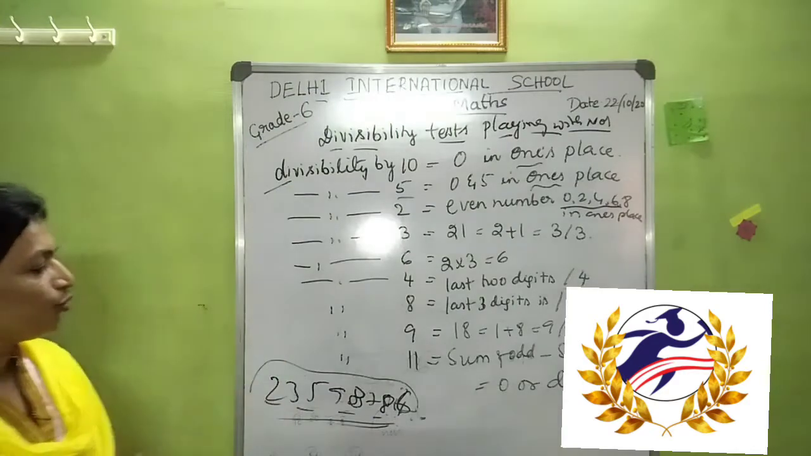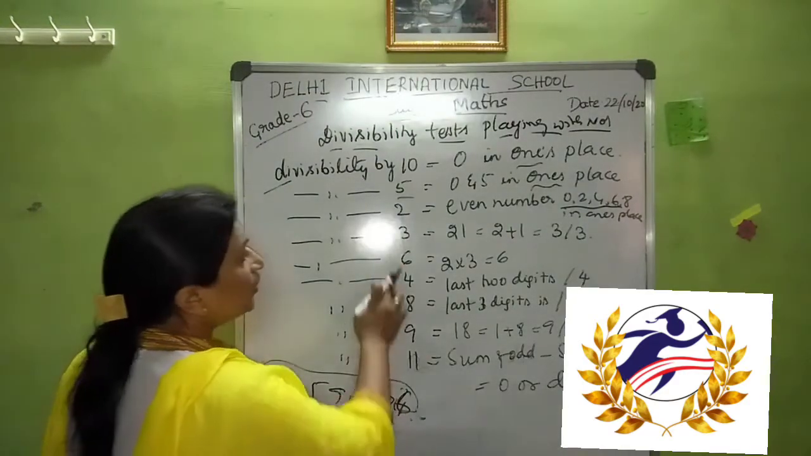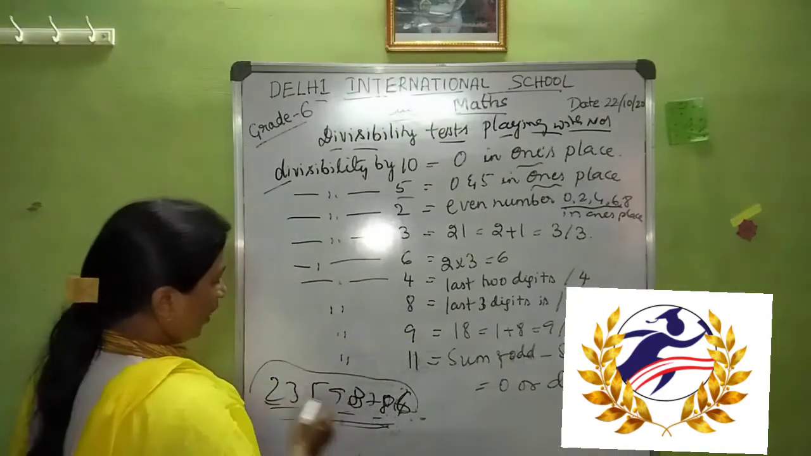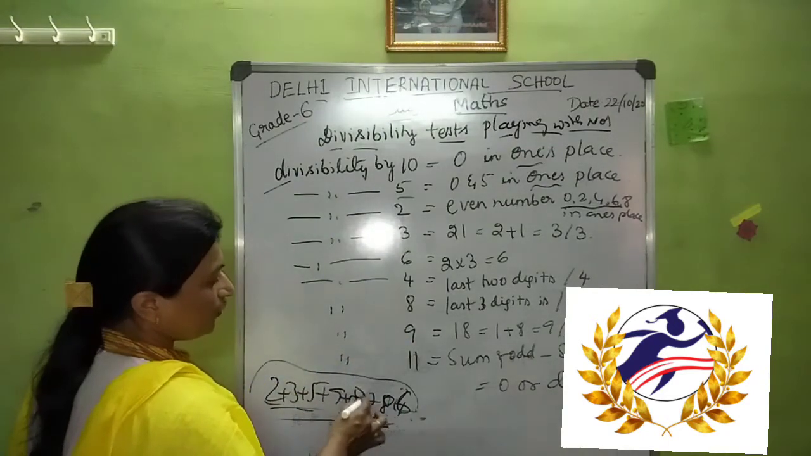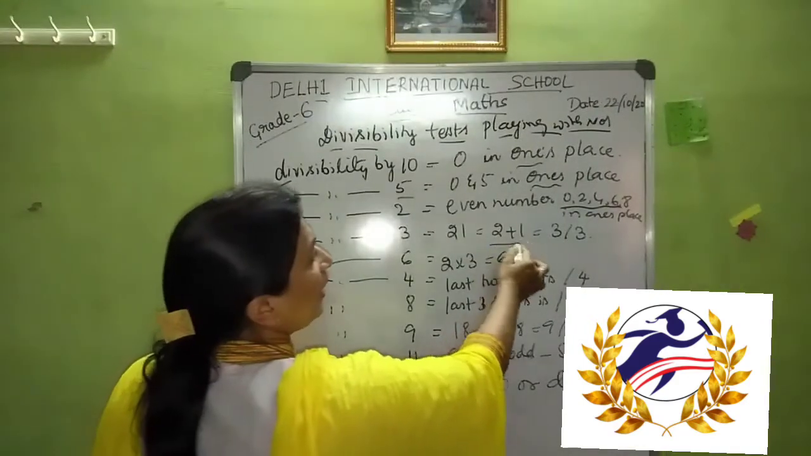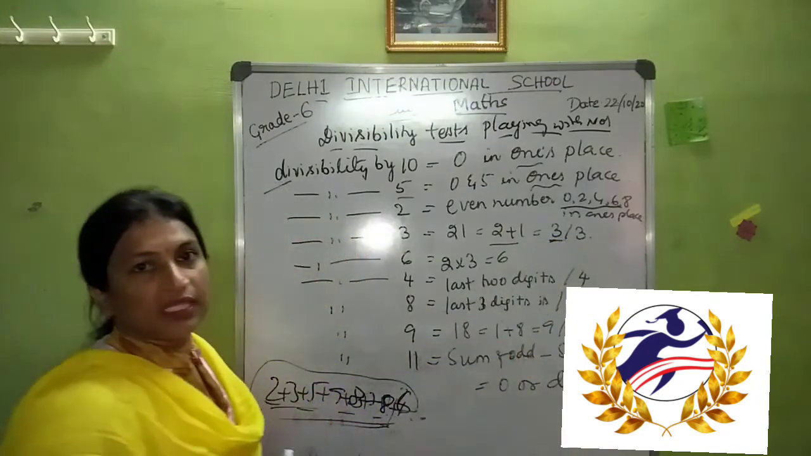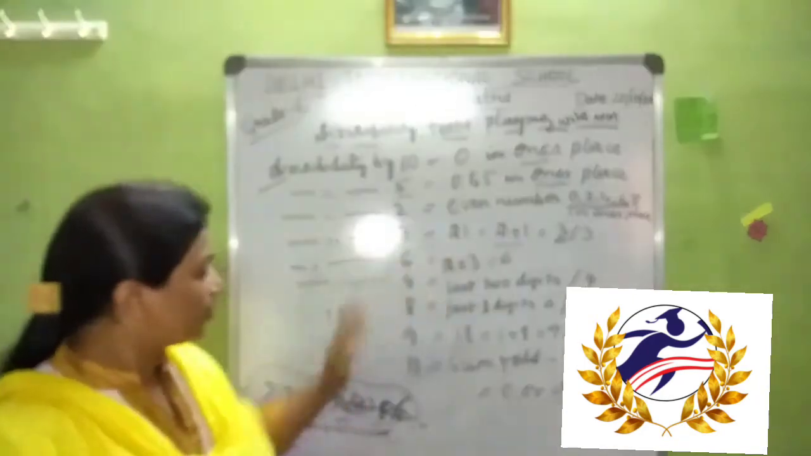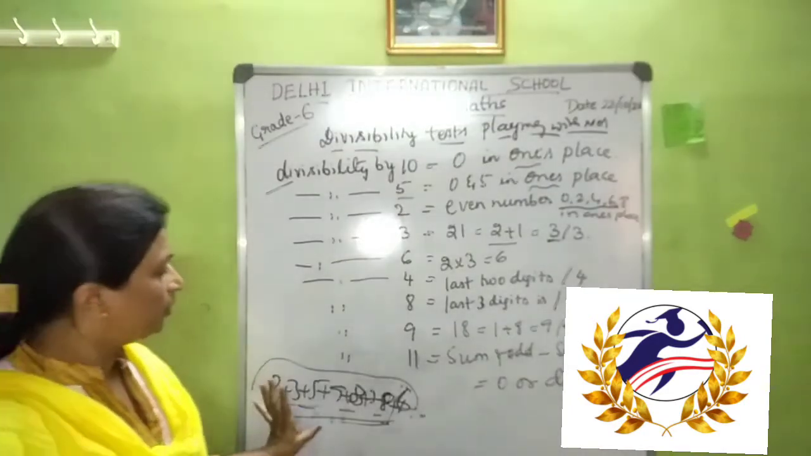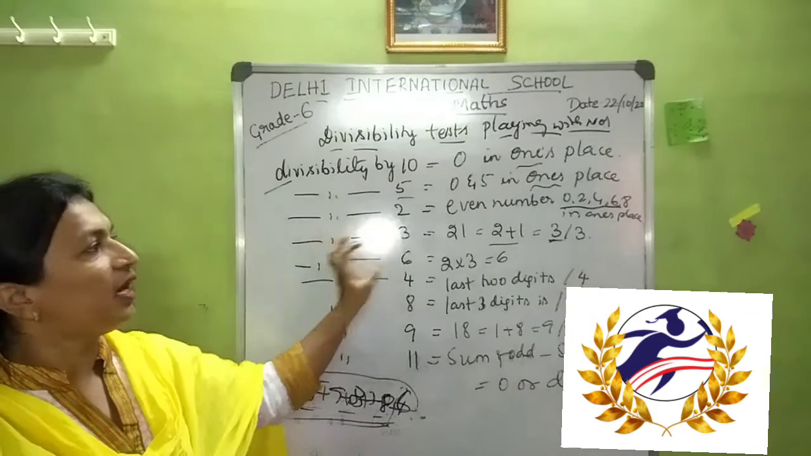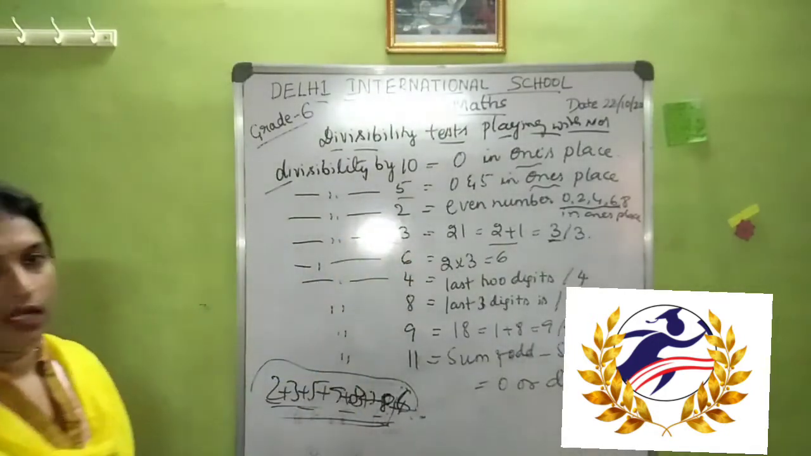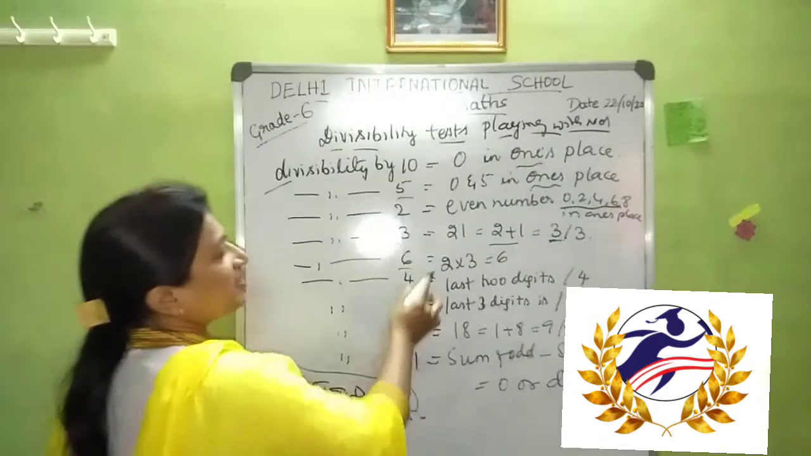In the same way, to check whether a number is divisible by 3, we have to add all the digits, and then the sum should be divisible by 3. Then the whole number will be divisible by 3. Instead of dividing such a large number, by using the rule we can easily identify whether it is divisible by 3 or not.